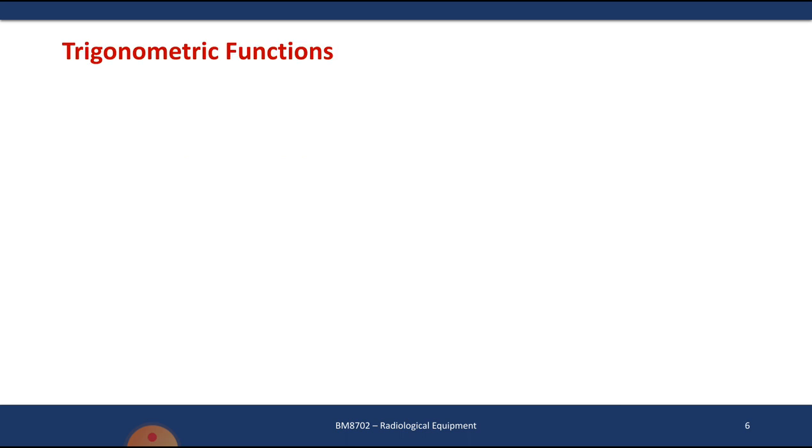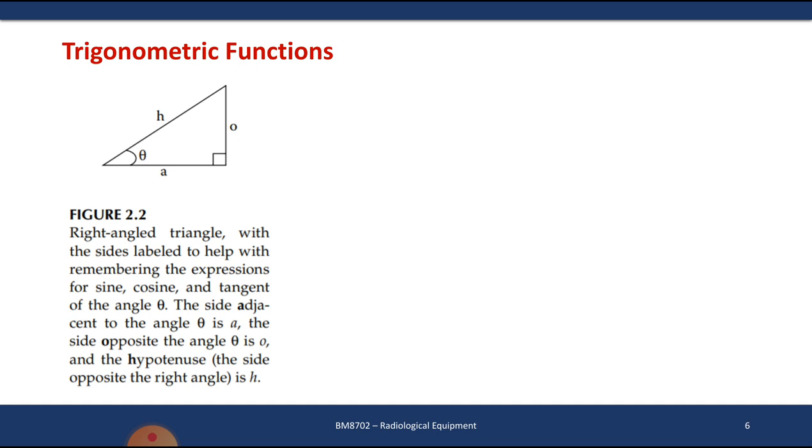First, the trigonometric functions. You have studied this in your engineering mathematics and before that also. You have a right angle triangle, with a hypotenuse, adjacent side and opposite side, and there is an angle theta. So, you have tan theta, sin theta, and cos theta. The formulas are: tan theta is equal to opposite by adjacent side, sin theta equal to opposite by hypotenuse, and cos theta equal to adjacent side by hypotenuse.